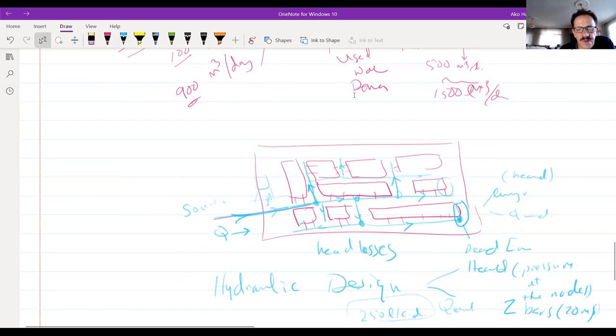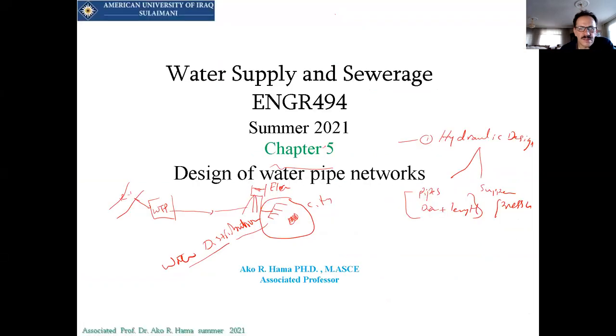Is it now clear why we need an elevated tank? Yes, thank you very much. Appreciate it. Okay, now we say that during this process, the distribution of water, we need to have a network. This is called the pipe network.